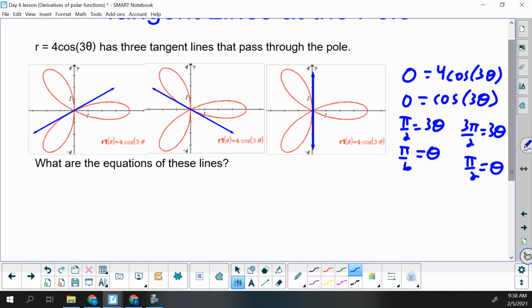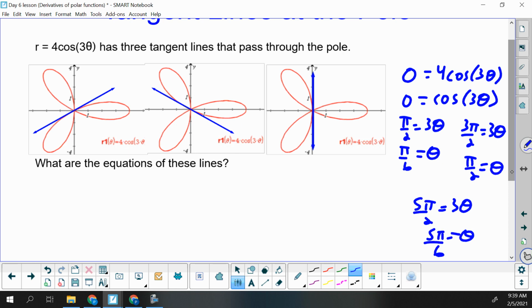And the last one that we'll work with, and I should have mentioned, we could trace this graph, and we would find that it does a complete cycle in pi. Or the other way you could know that is we would have to do this 3 times because they're showing us 3 tangent lines. So the next one we would want to do is 5 pi over 2 is equal to 3 theta. So that's going to be theta equals 5 pi over 6.